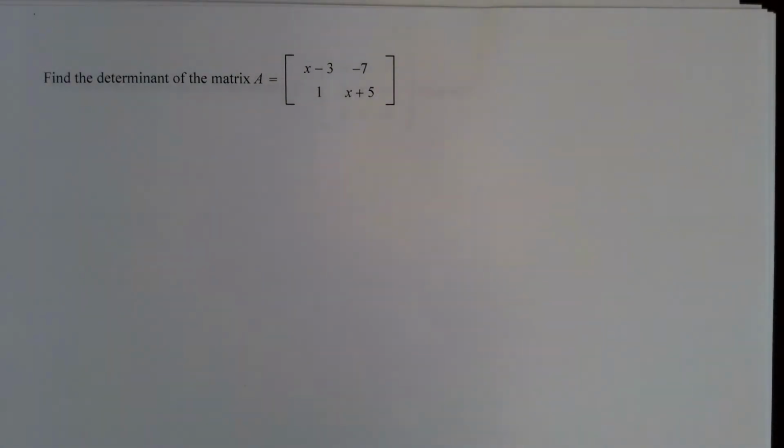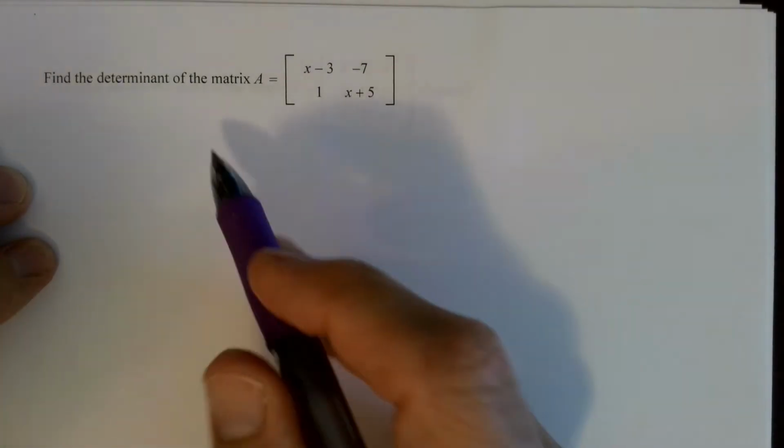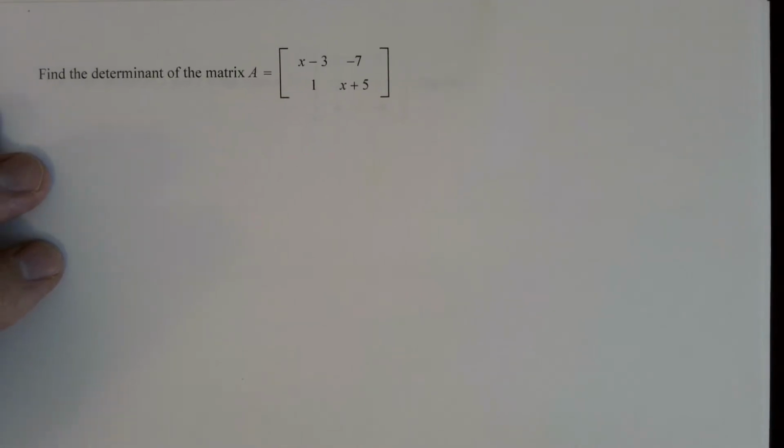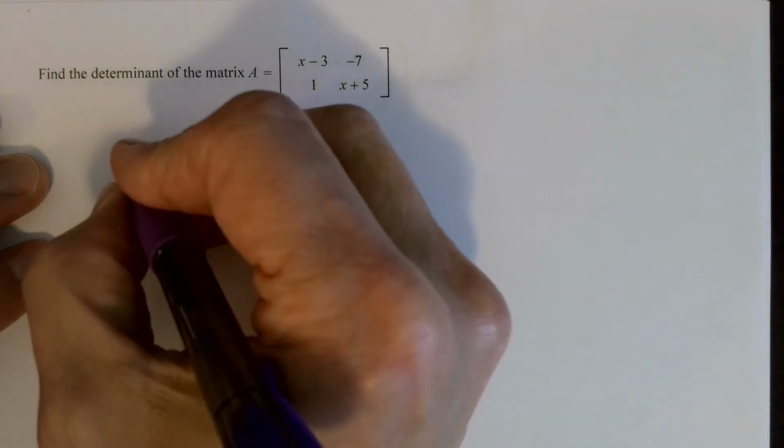Okay, so continuing to play around with properties of determinants, we're going to find the determinant of this matrix. Notice this matrix has a variable in it, x, and so our determinant is just going to be a function of that variable, a function of x. And this is pretty easy, I hope.